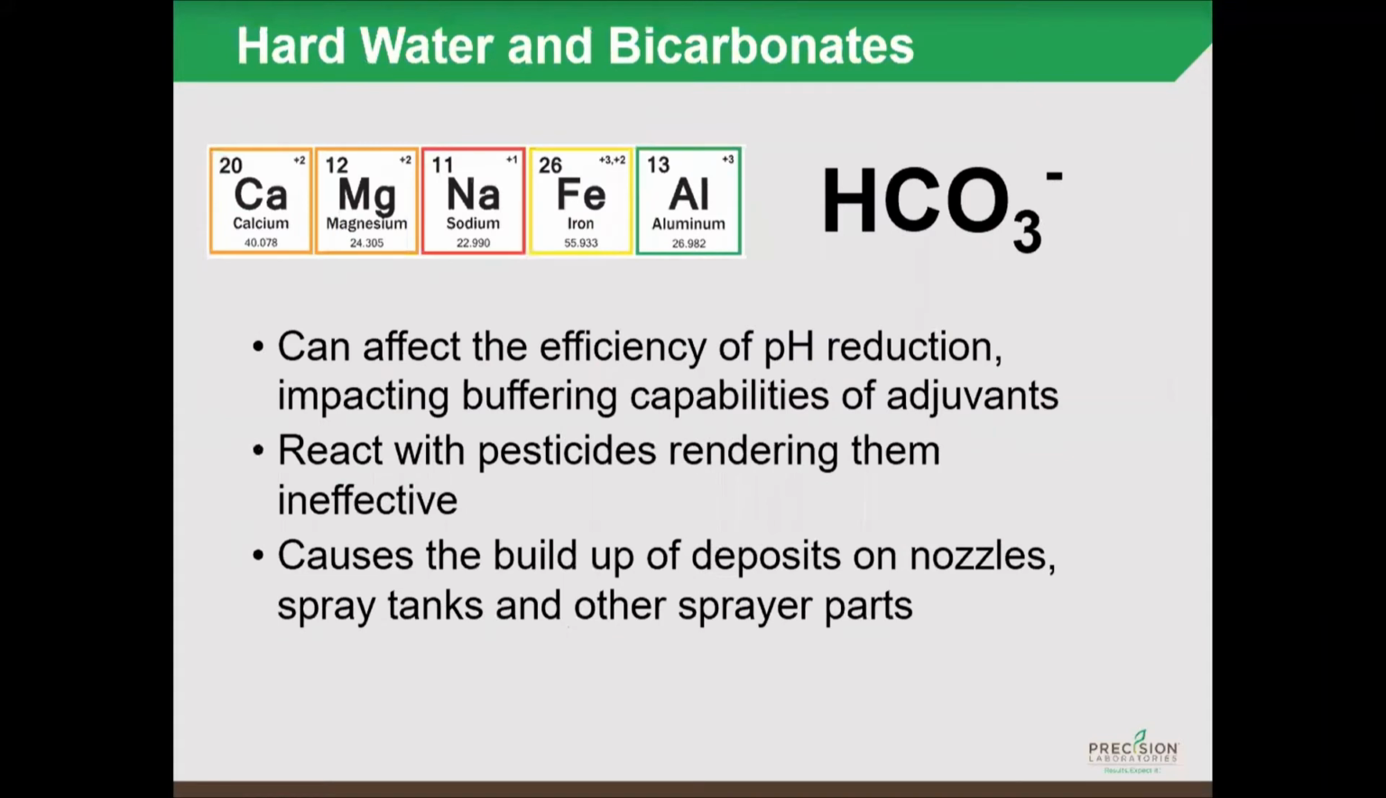As we look at hardness and bicarbonates, though, now we're talking about elements that actually can affect the efficacy. They actually tie up the pesticides. They bond with them and make them less active. And so calcium, magnesium, sodium, iron, aluminum all can bind onto your pesticides and reduce their effectiveness.